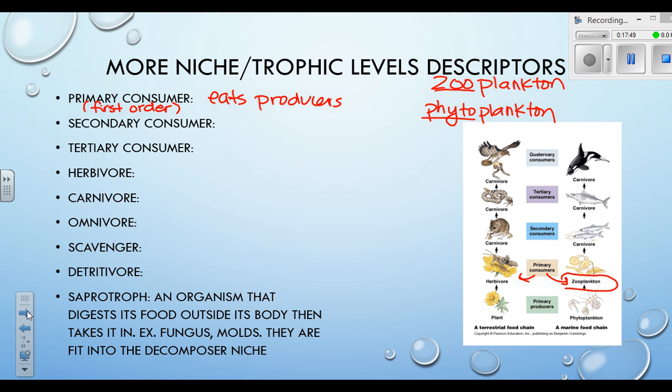Look at the beginning of the word. When I say the word zoo, what do you immediately think of? A zoo, where you have animals that you go and look at. So zoo, as a prefix, is talking about animals.